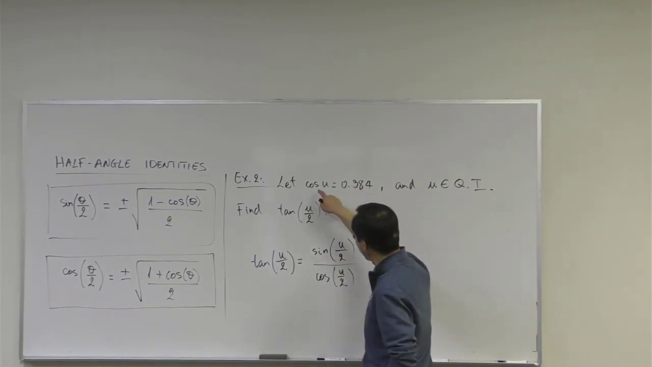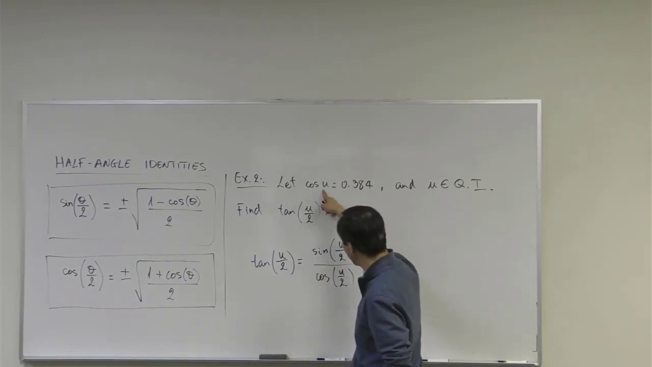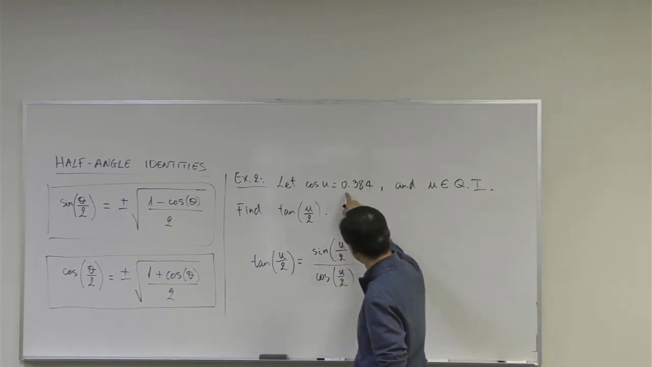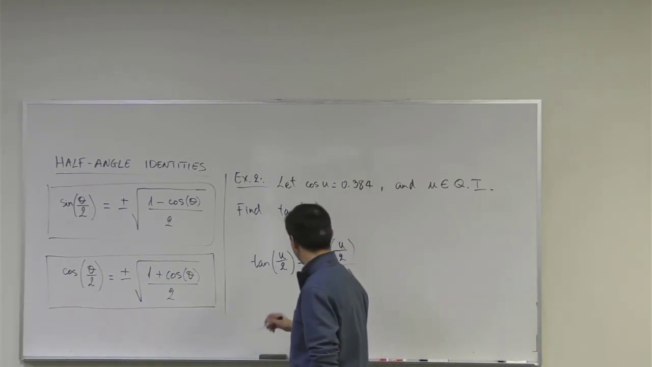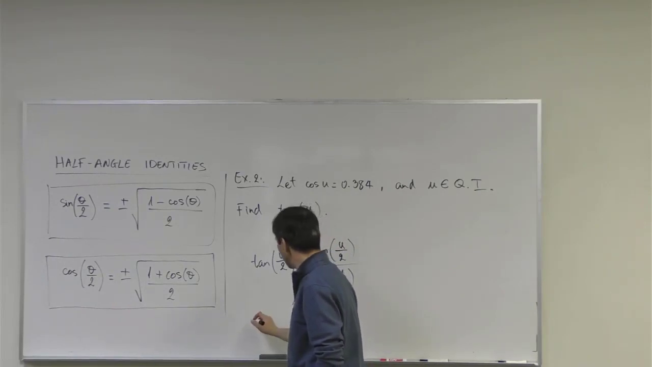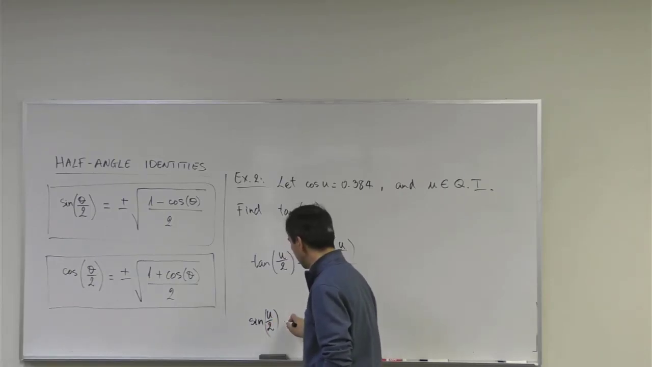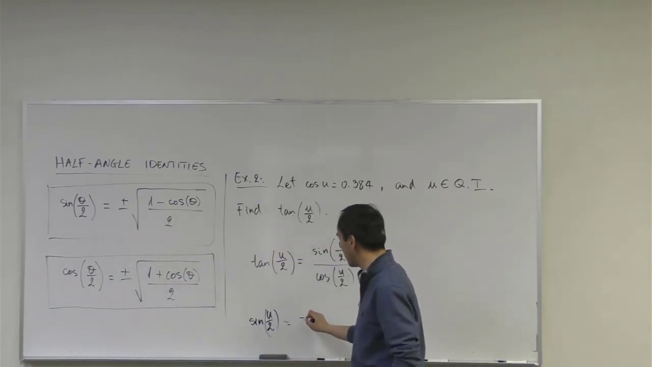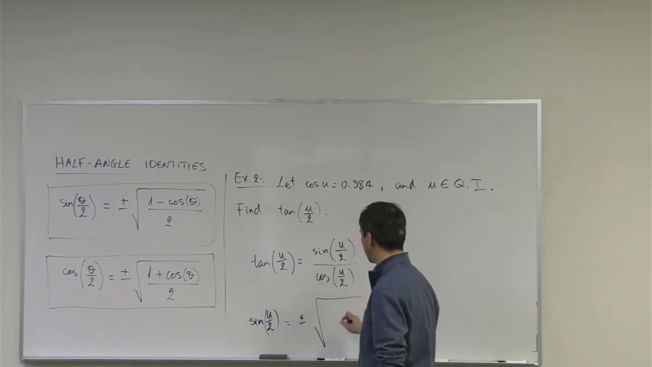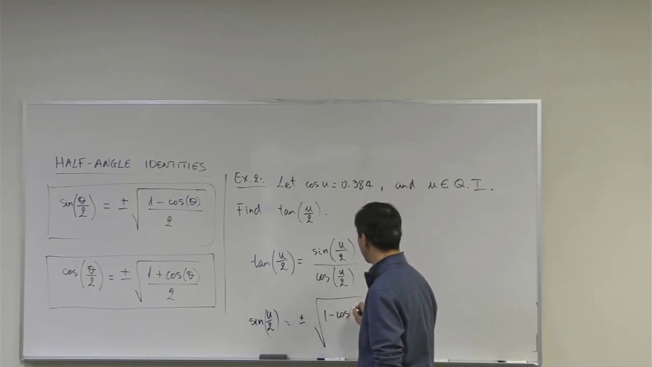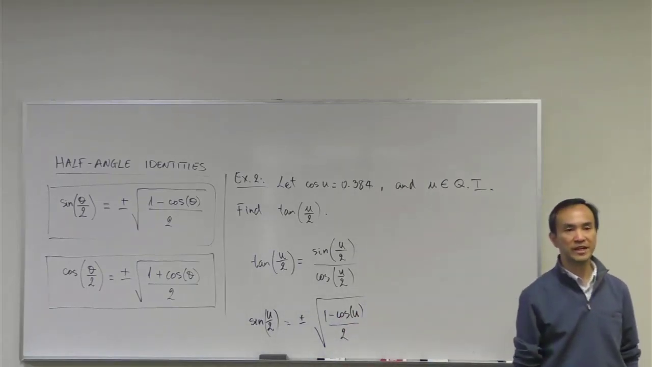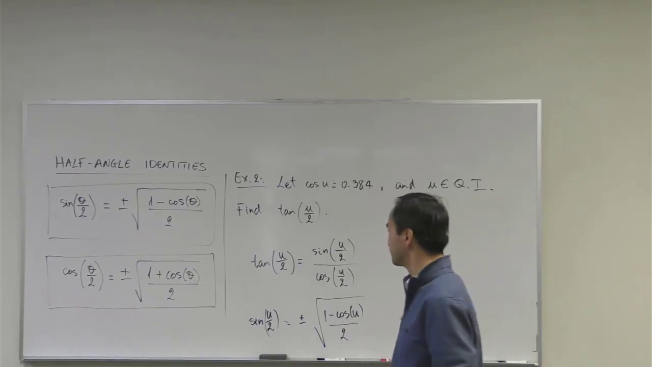Now, cosine is given right here. Cosine is of the angle. Now this is the ordinary angle. In the formula, we're looking for half of the angle. Right? So cosine of the ordinary angle, here this is how I'm seeing it. Now, sine of the half angle, sine of u over 2, according to the half angle identity that we have here, needs to be, once again, plus or minus the square root of 1 minus cosine of u over 2. So that's just the writing down of the half angle formula.